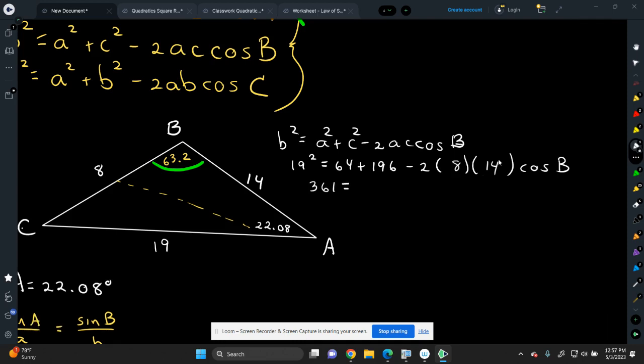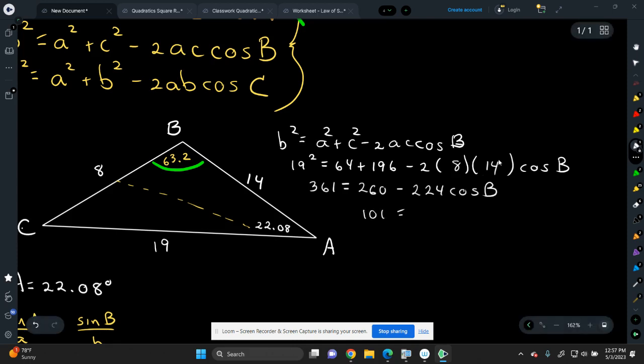64 plus 196 is 260, minus 224 cosine B. All right, 361 minus 260, so 101. So we're looking at cosine B equals 101 divided by negative 224. So B is inverse cosine. Is this what you got?